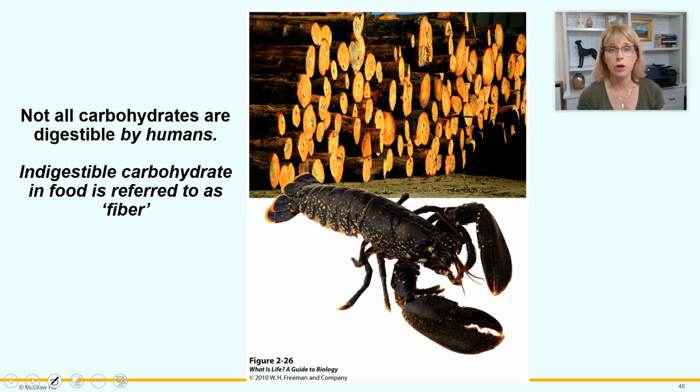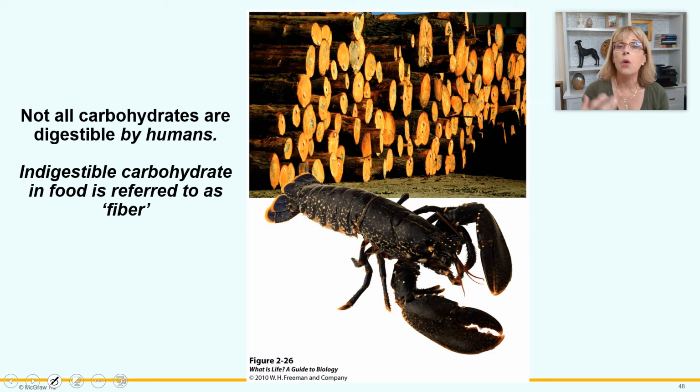But we can't digest all carbohydrates. The outside of a lobster is made out of carbohydrate. For lobsters and insects, carbohydrate is structural, not in the human body, but in insects and lobsters. But if you ate a lobster shell, even though it is made out of carbohydrate, you won't get any nutrition out of it.